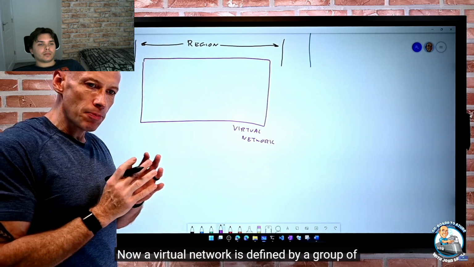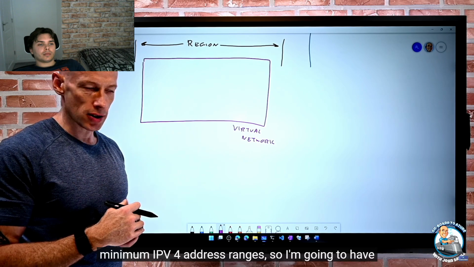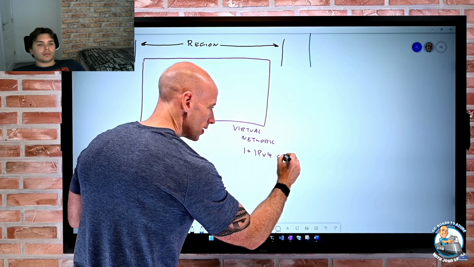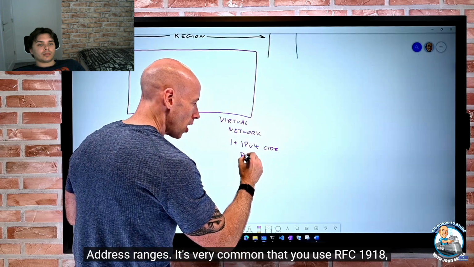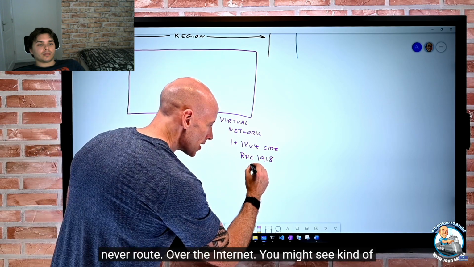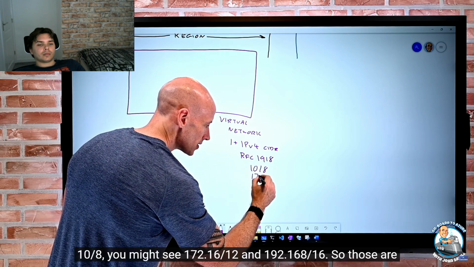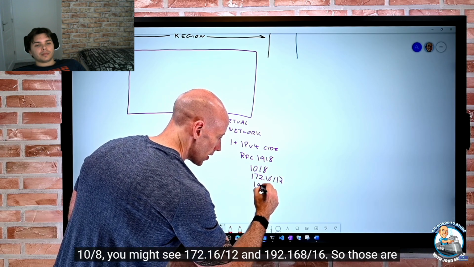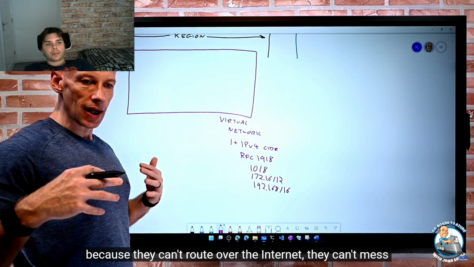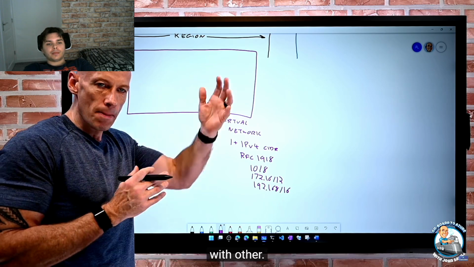Now, a virtual network is defined by a group of minimum IPv4 address ranges. So I'm going to have at least one, or I can have multiple IPv4 address ranges. It's very common that you use RFC 1918. That's just a set of IP addresses that will never route over the internet. You might see 10/8, 172.16/12 and 192.168/16. Those are reserved, so everyone can use them internally because they can't route over the internet. They can't mess with other companies.